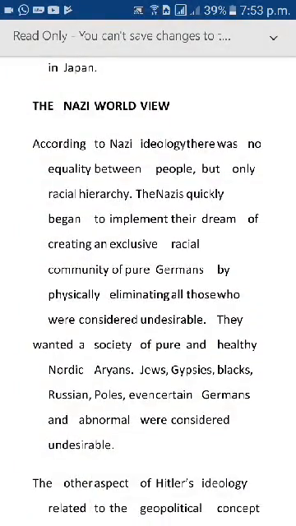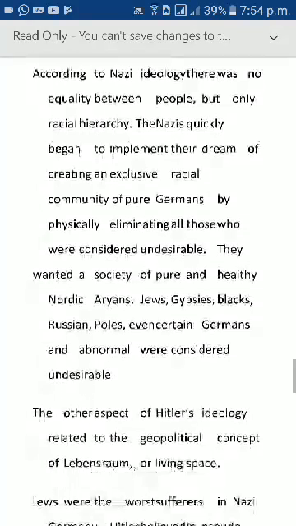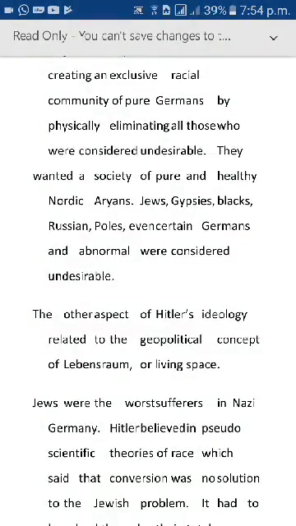Then the Nazis' world view. According to Nazi ideology, there was no equality between people, but only racial hatred. The Nazis quickly began to implement their dream of creating an exclusive racial community of pure Germans by physically eliminating all those who were considered undesirable. They wanted a society of pure and healthy Nordic Aryans. Jews, Gypsies, Blacks, Russians, Poles, even certain Germans and the abnormal were considered undesirable.